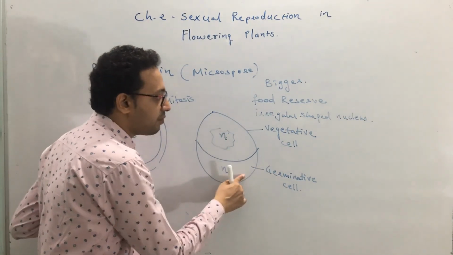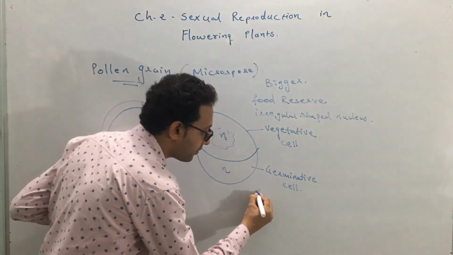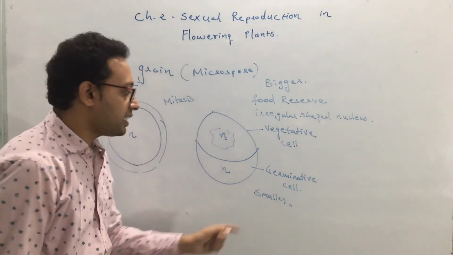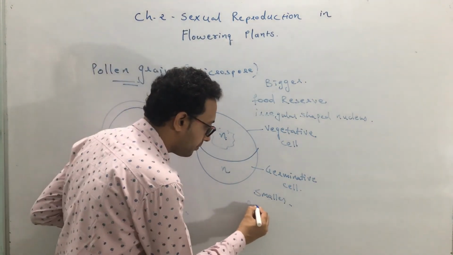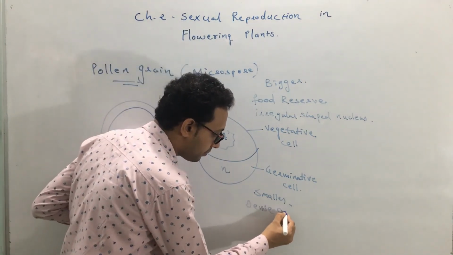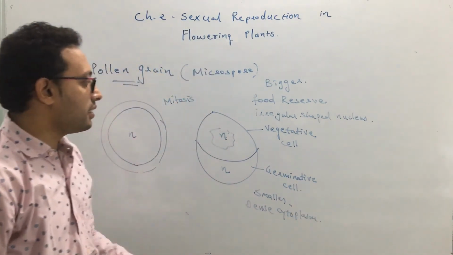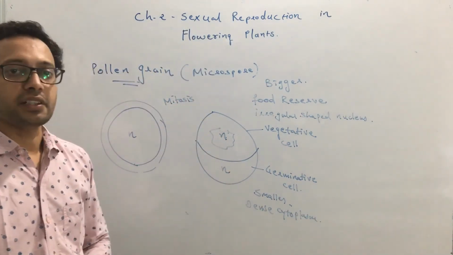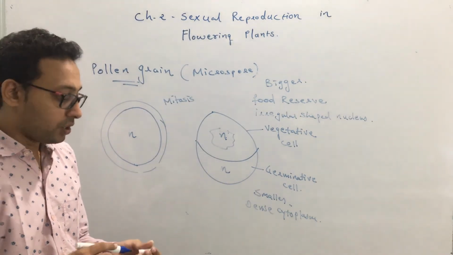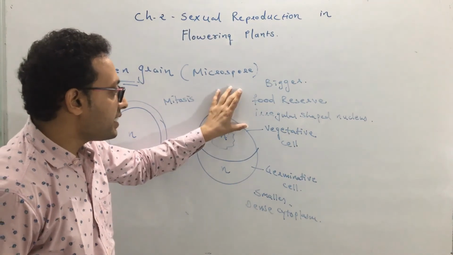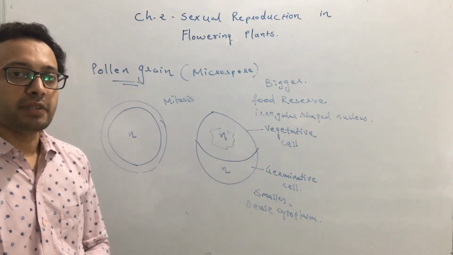Now the second one is the germinative cell. It's the opposite, it's a smaller one. It has dense cytoplasm. So here two types of cells are produced: one is the vegetative cell and the second one is called the germinative cell.